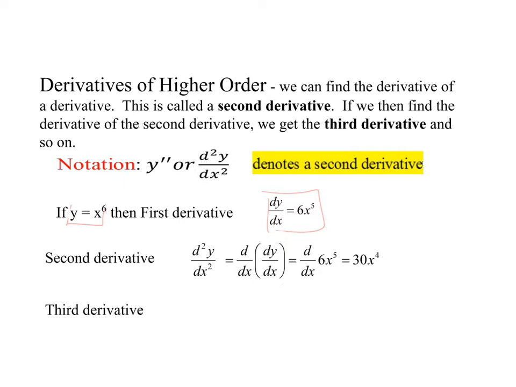If I gave you y equals x to the 6th, our first derivative is the derivative with respect to x of y. That's what we got, 6x to the 5. Now our second derivative is the derivative of that derivative. We're not changing the y, we're just doing another d over dx. And that would give us 30x to the 4th, so that's pretty easy.